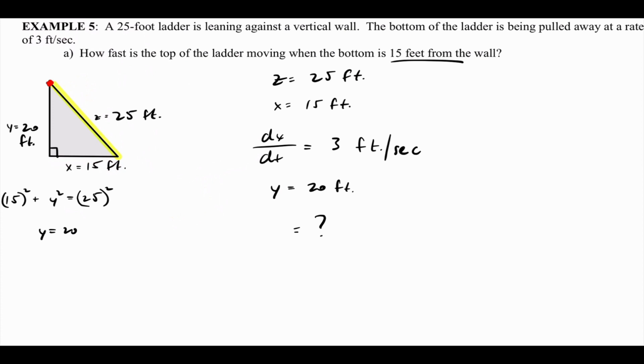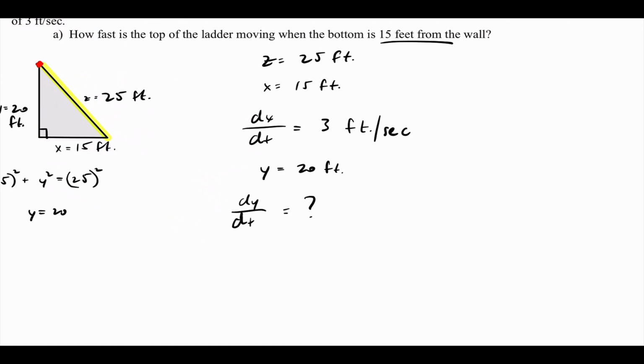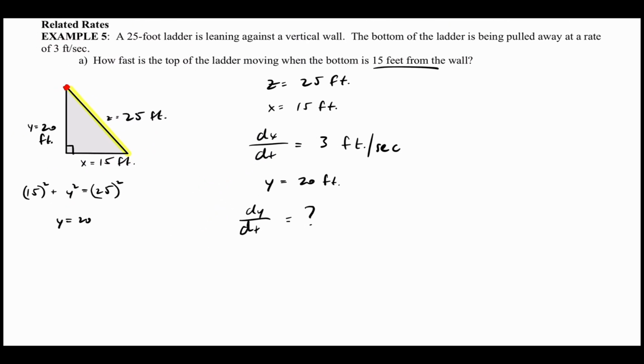dy over dt, good. Because this guy is going down, right? How fast is the top of the ladder moving? It's a rate. How fast, right? dy over dt. Good. I think that's everything that we know and everything that we could figure out. Last thing. We're not going to finish this problem today, but what formula or equation would we use to help us figure out dy over dt?